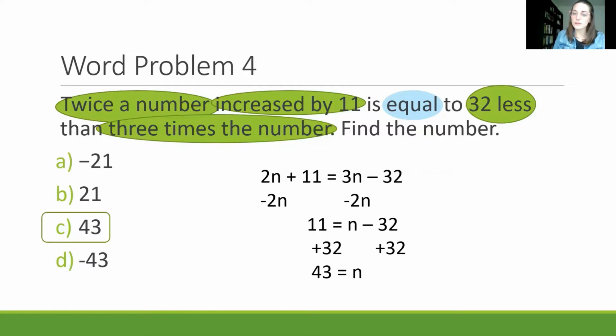So I am going to take that minus 32 and move it to the other side. So the opposite of minus 32 is plus 32, which I'll do to both sides of the equation. On the one side, it cancels out and it leaves n by itself. But on the other side, we'll do 11 plus 32, which is 43. So my final answer is 43.